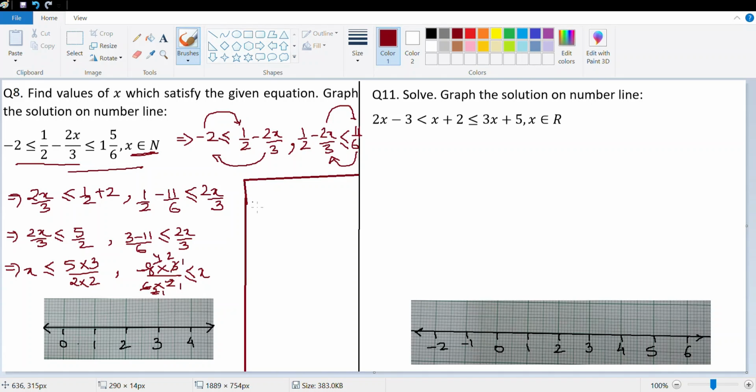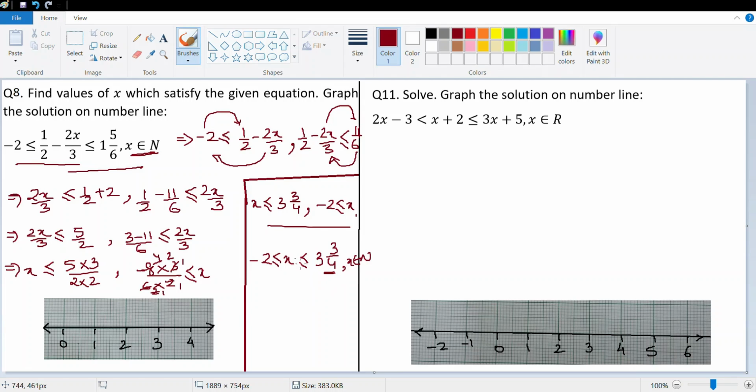This is x is less than equal to 15 upon 4. 15 upon 4 would mean 3.75, which is 3 and 3 upon 4, and the second part would be, that's negative 2 is less than equal to x. If I combine them, what I get is negative 2 is less than equal to x, which is less than equal to 15 by 4, and x belongs to natural number.